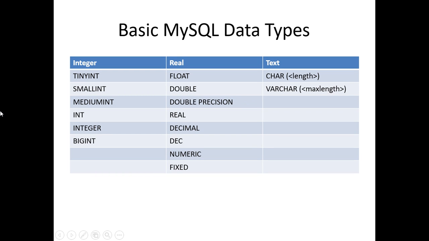There are lots of data types. For integer, we have int, small int, medium int, tiny int, and integer. For real, we have float, double precision, real, decimal, dec, numeric, and fixed. For text, we have char and varchar. Char is character. Varchar is also a type of character, but you need to put a limit on how many characters. If you are going to use long text, you can use the text data type.